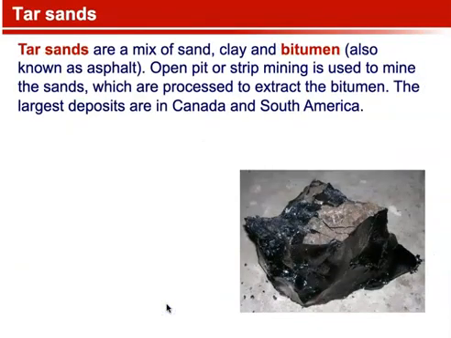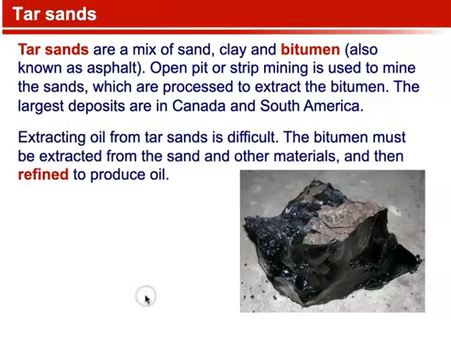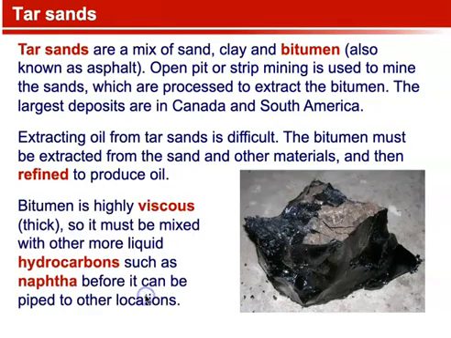Tar sands. Tar sands are a mix of sand, clay, and bitumen, also known as asphalt. Open pit or strip mining is used to mine the sands, which are processed to extract the bitumen. The largest deposits are in Canada and South America. Extracting oil from tar sands is difficult. The bitumen must be extracted from the sand and other materials and then refined to produce oil.